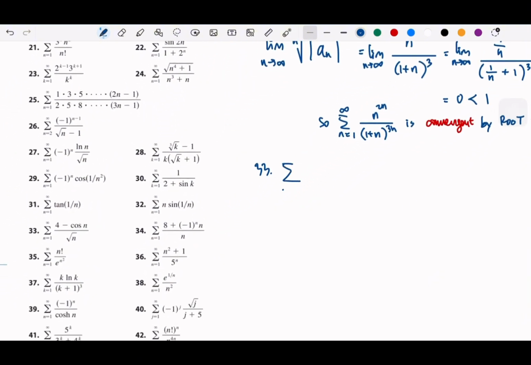So we have 4 minus cosine n divided by the square root of n. Okay, any idea how to solve? Not the solution, just an idea. The idea can be anything. Take the limit, okay. Can you solve with limit? No, yeah, don't take the limit. Maybe another idea.